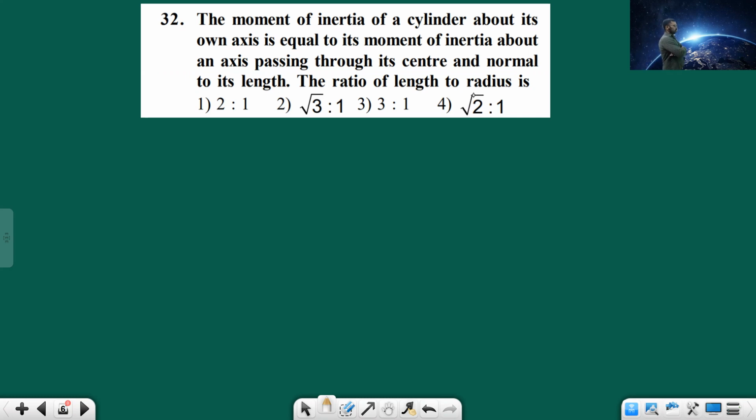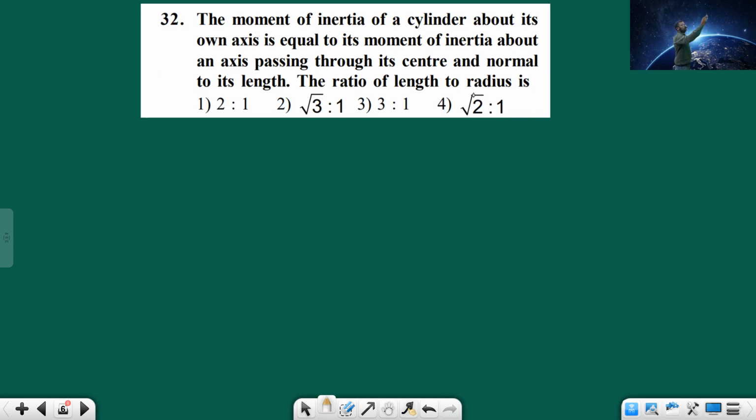The only thing you remember: if they don't mention it, you have to take it as solid. If they simply say sphere, take it as a solid sphere. If they don't mention anything solid or hollow, you take it as a solid cylinder only.